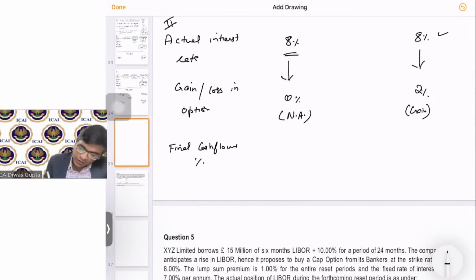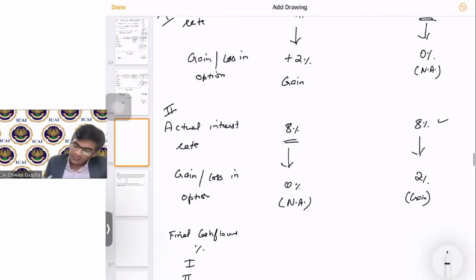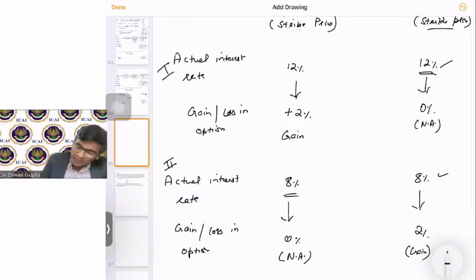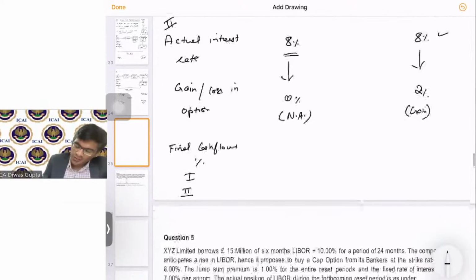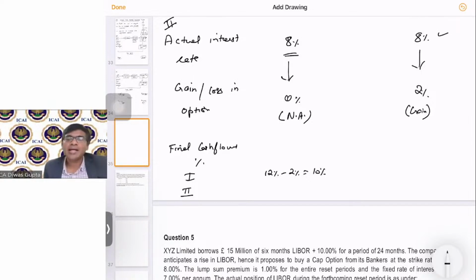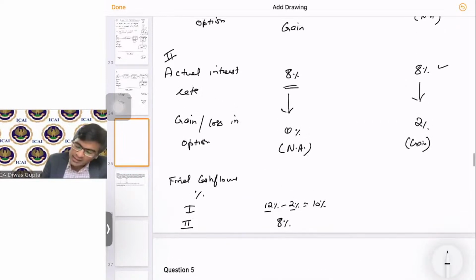Cash flows percentage. So in situation 1, in the market it will pay 12% and it will get a gain of 2%. So net it is 10%. Correct? The cap option holder will ultimately end up spending 10% in the form of interest. Because 12% he will pay in market, 2% he will receive as an income on the option, and ultimately 10% would be the interest rate. In the second case, it would be 8% because ultimately nothing is payable or receivable under the contract.